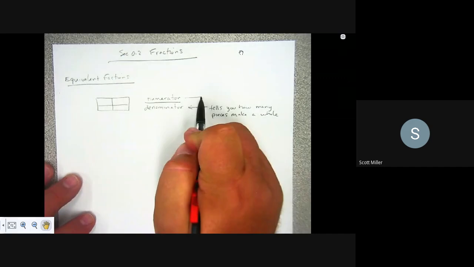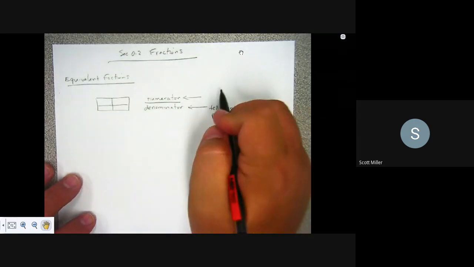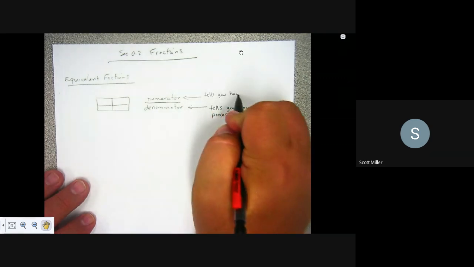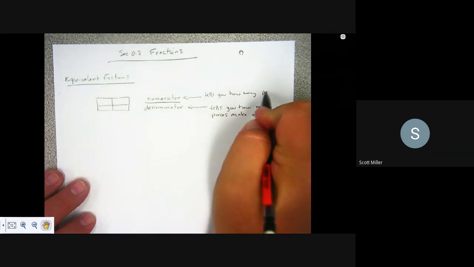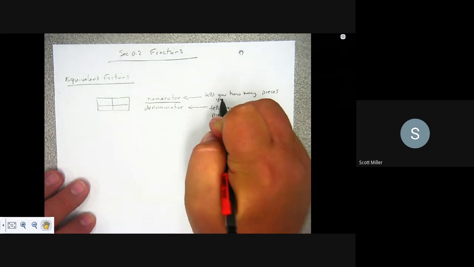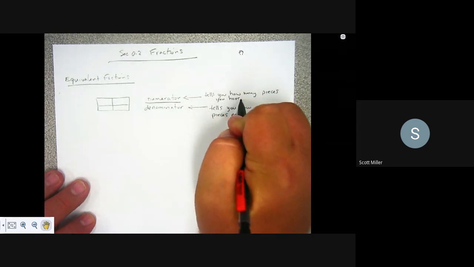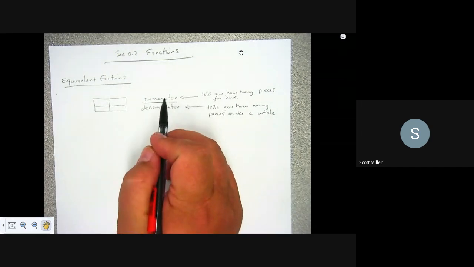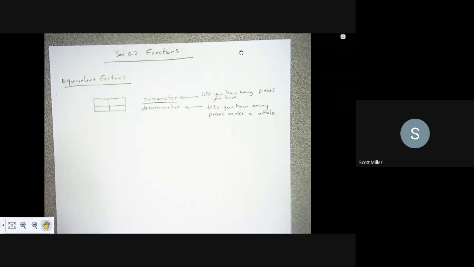What does the numerator tell me then? It basically will tell you how many pieces you have. So if I have a pizza that's cut into 3 slices, and its top number here is a 1, that means I have one of those 3 slices, meaning 2 of the slices are left over, or 2 out of the 3 are left over. That's kind of what fractions are. Don't make it any harder than that. Okay?